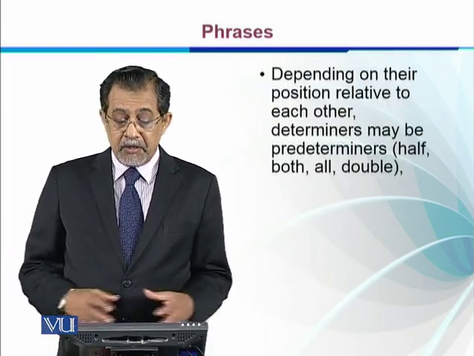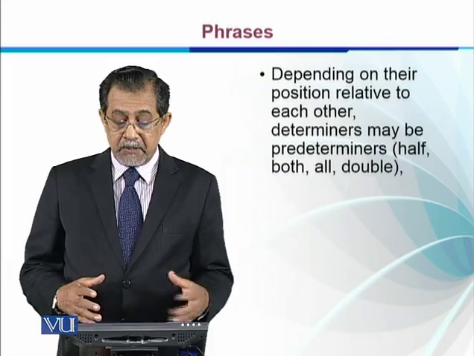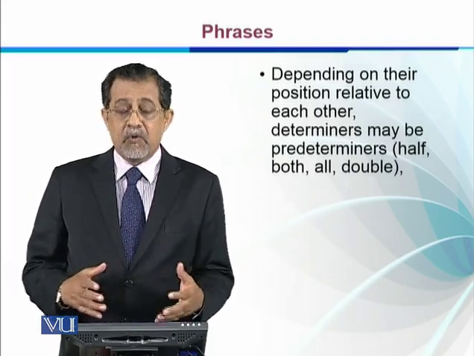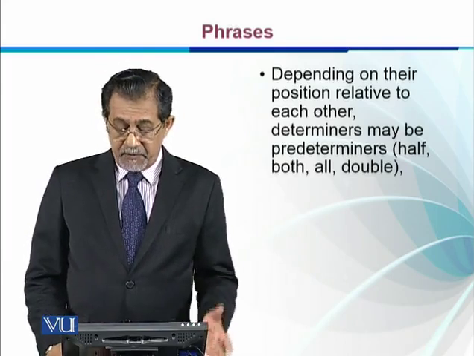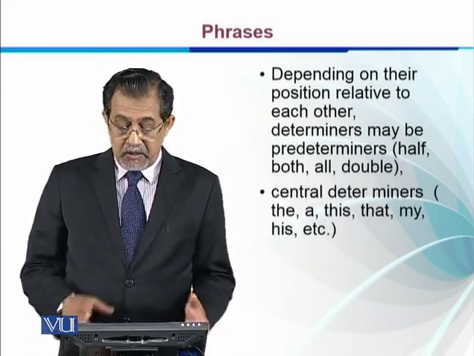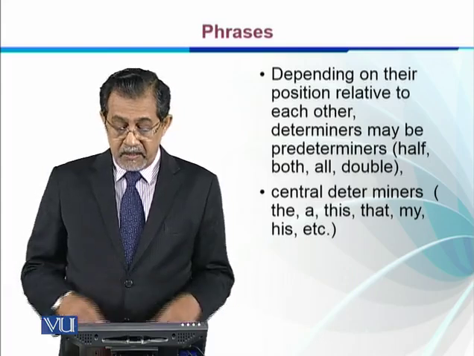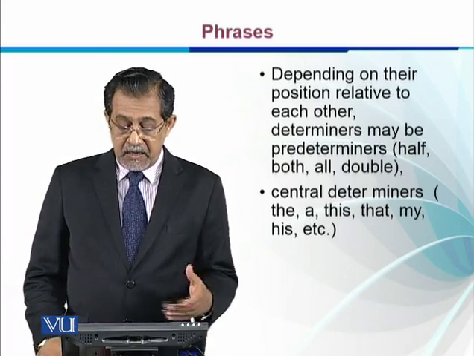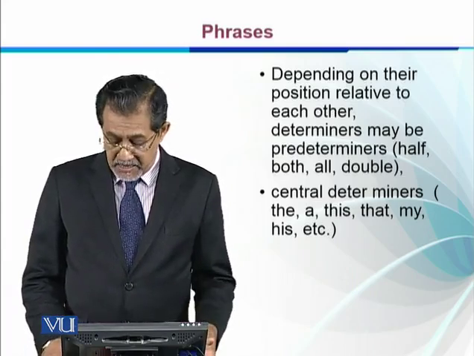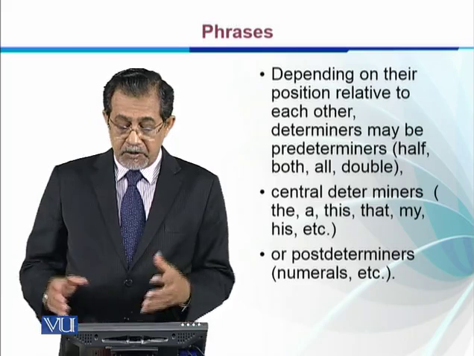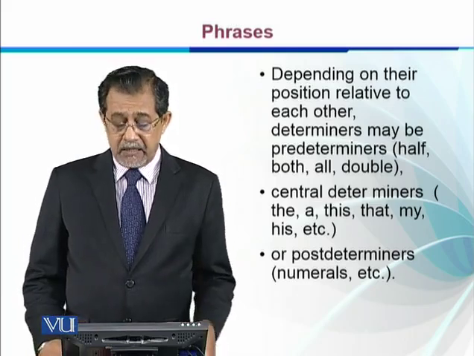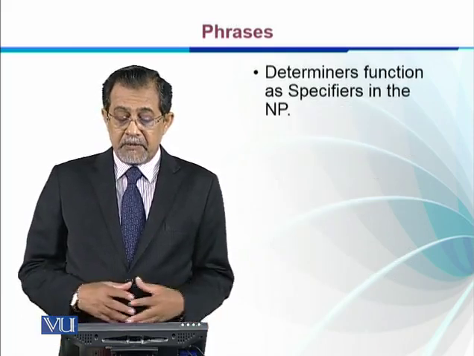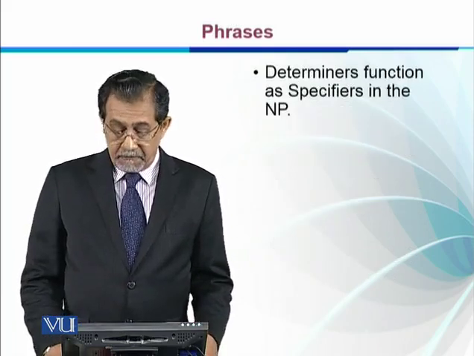So depending on their position relative to each other, determiners may be pre-determiners like half, both, all, double. They come before their nouns, or central determiners. They come within the phrase, right? Determiners: the, a, this, that, my, etc. Or post-determiners, like numerals, the two boys, right? So determiners function as specifiers in the noun phrase.